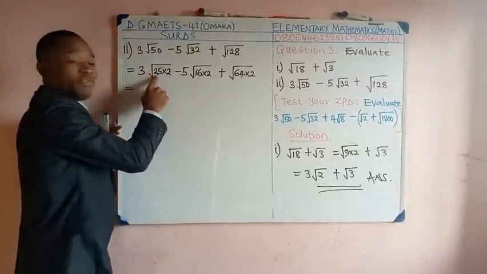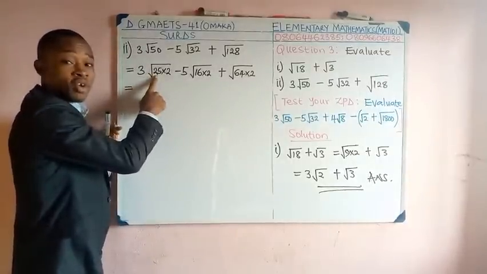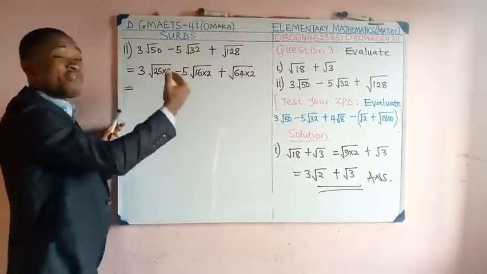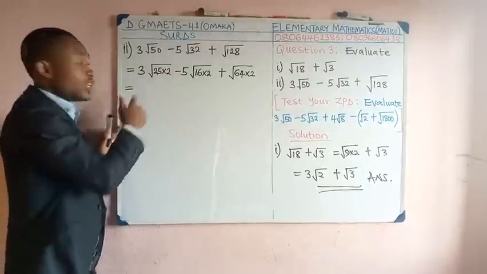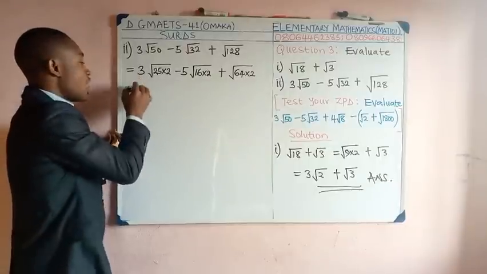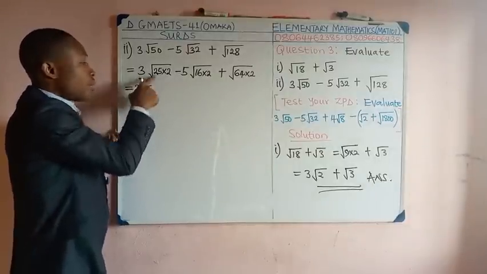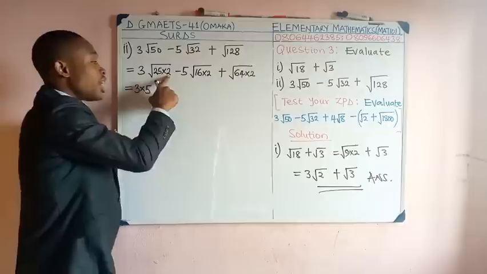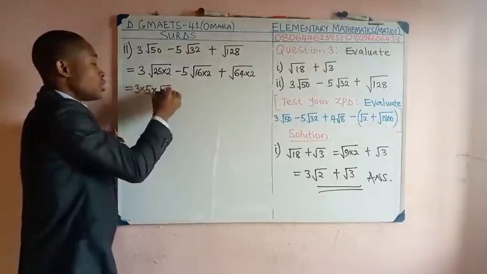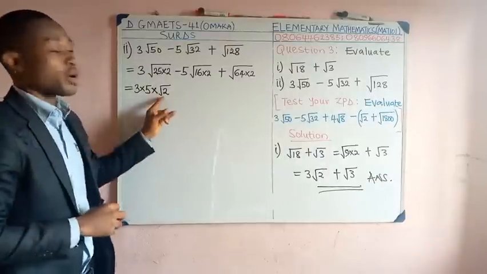We're going to get root 25. 25 is a perfect square, so it will produce 5 for us. Square root of 25 will give us 5. So that 5 will come out of the square root sign. Is that okay? It will come and multiply this 3 here. So we're going to have 3 times 5. This 5 came out from square root of 25. Then we have times square root of 2. 2 is not a perfect square, so it will maintain that root there.